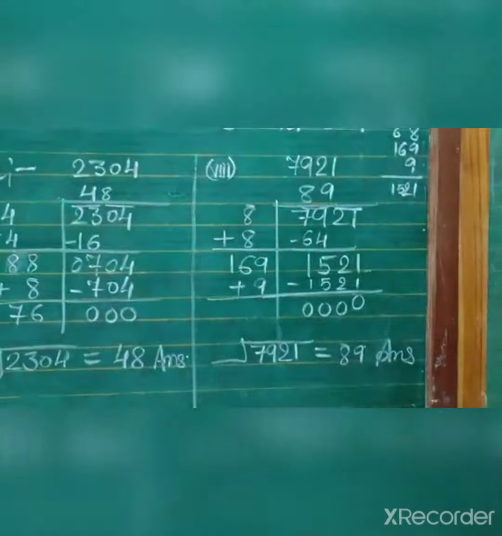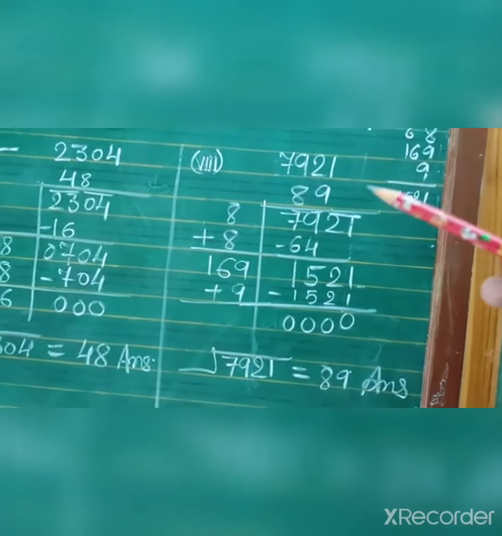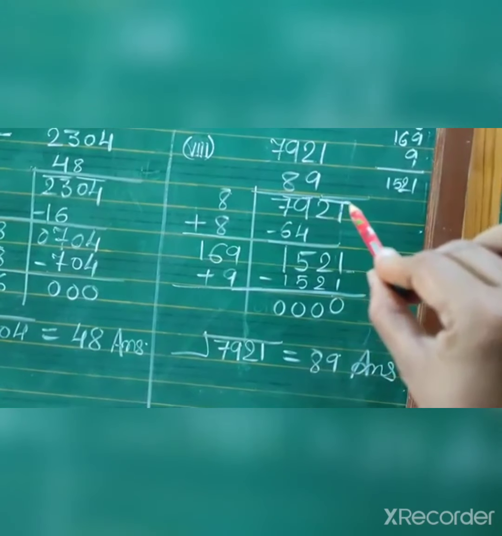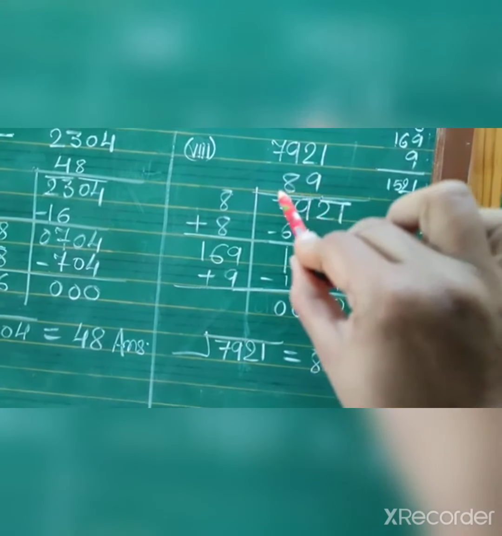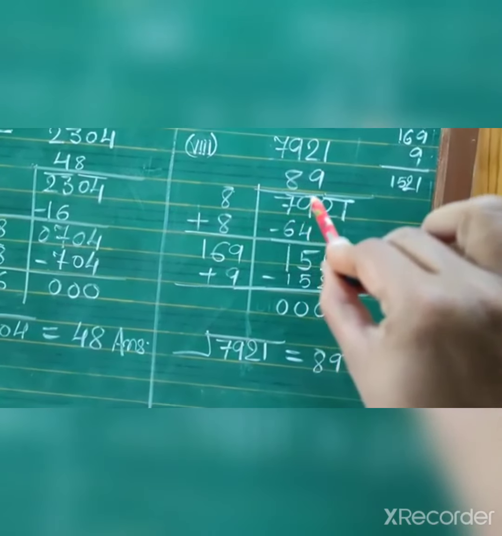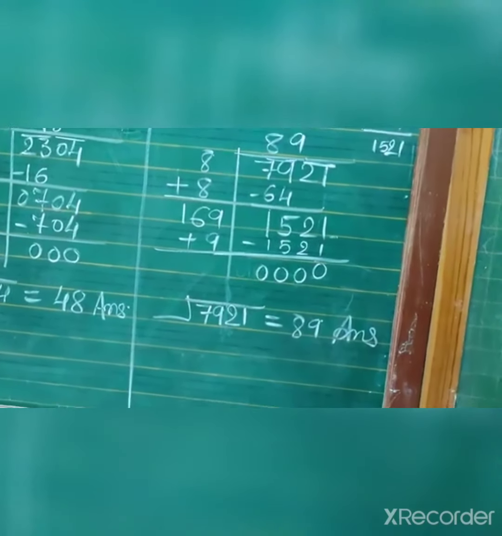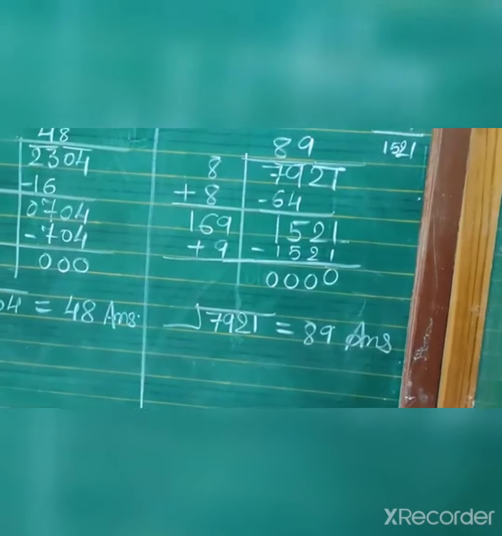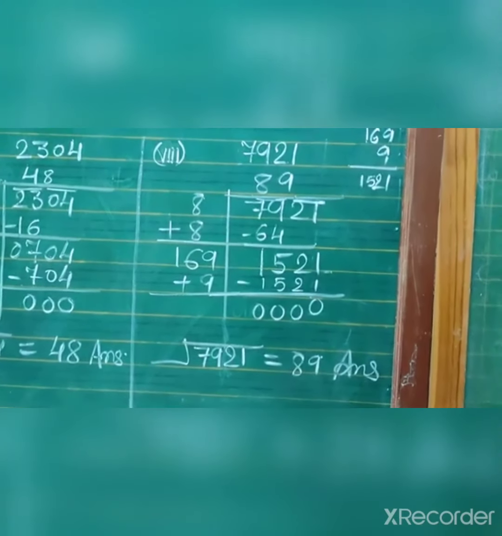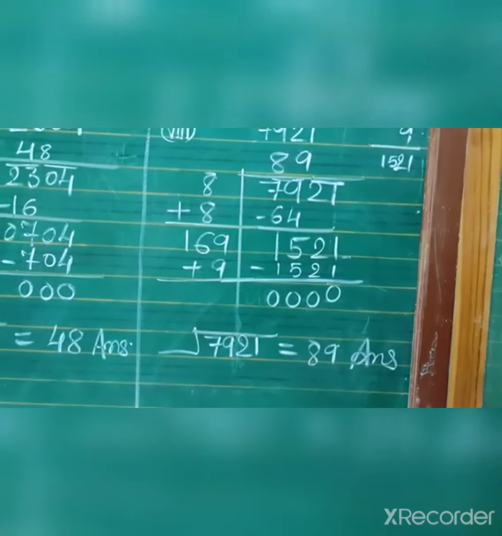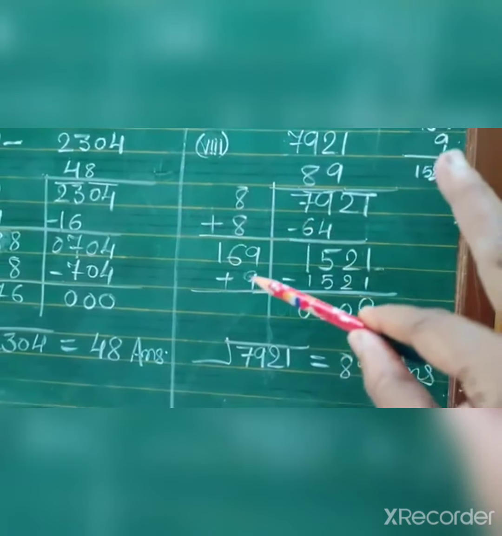In the second question, the given number is 7921. So 21 is making one pair, and the second is 79. So 8 8s are 64, because 9 9s are 81, and that is greater than 79. So 8 8s are 64. 9 minus 4 is 5. 7 minus 6 is 1. Then 8 and 8 are 16.